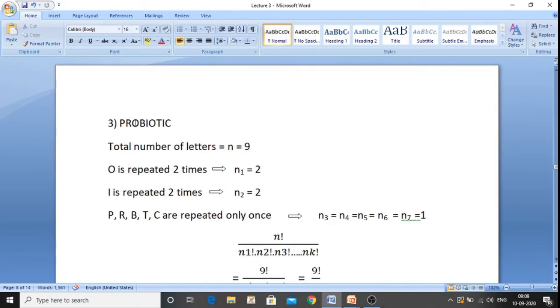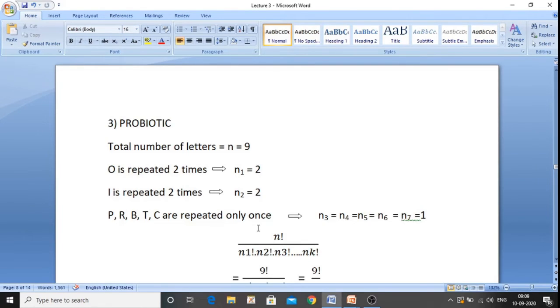The next word is probiotic. The total number of letters in this word is 9. Now here some letters are repeated. So which are repeated? O is repeated 2 times. Therefore n1 is equal to 2. Then I is repeated 2 times. So n2 is equal to 2. The remaining are P, R, B, T and C. They are repeated only once. Therefore n3, n4, n5, n6, n7 are all 1.